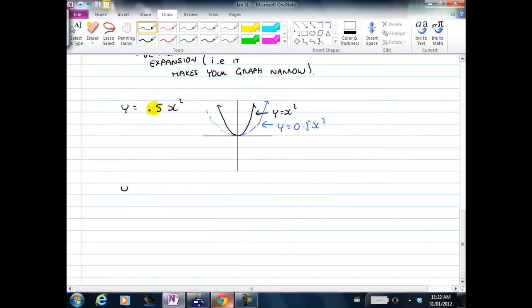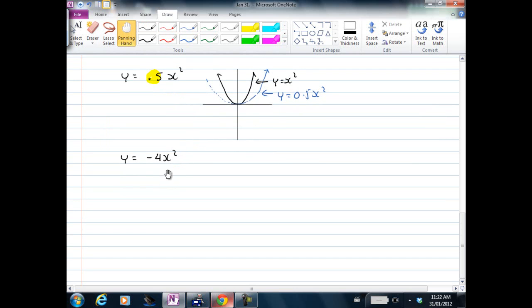What if I give you this? y equals negative 4x squared. Is this expansion or compression? Hands up for expansion. 1, 2, 3. Hands up for compression. This is actually an expansion. But somebody says, hey, what about this negative? This negative, remember, tells a different story. This negative has nothing to do with it. This negative tells you that this is upside down.